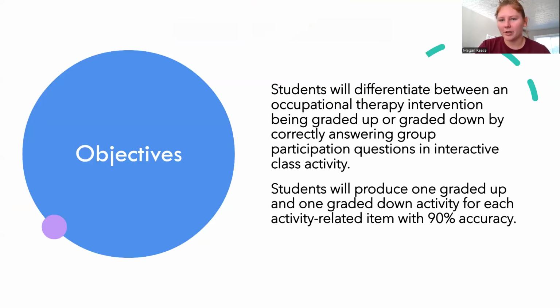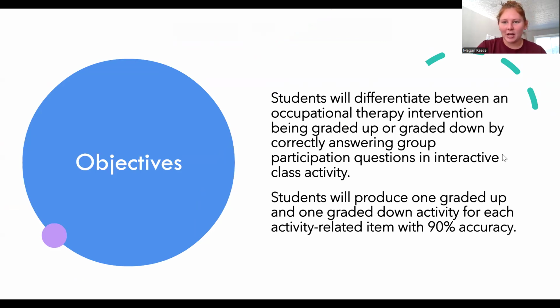So these are our objectives today. Students will differentiate between an occupational therapy intervention being graded up or graded down by correctly answering group participation questions in an interactive class activity. And then students will produce one graded up and one graded down activity for each activity related item with 90% accuracy.